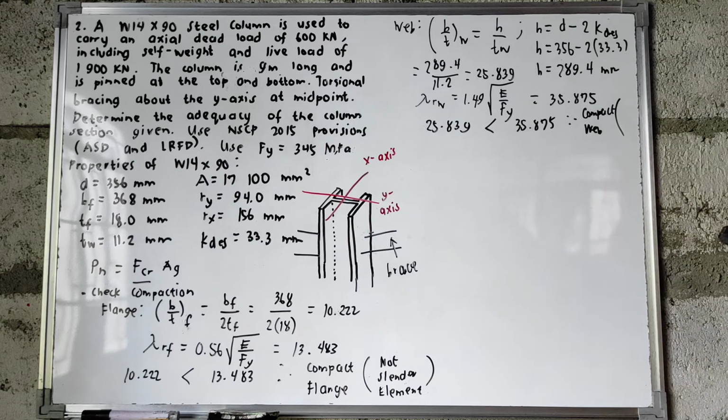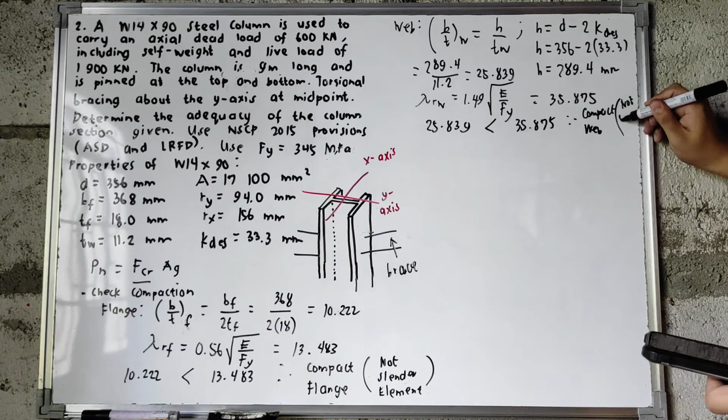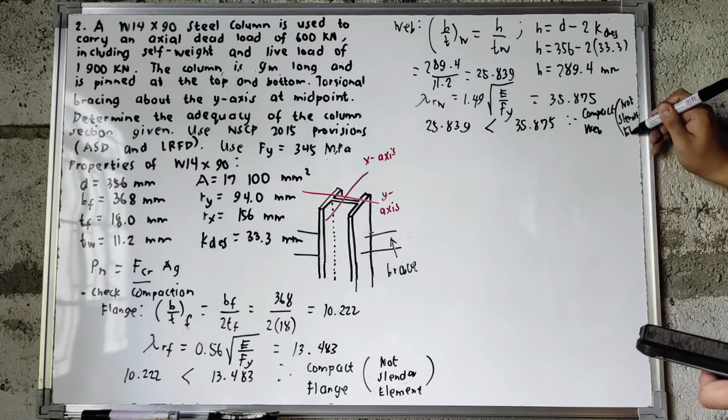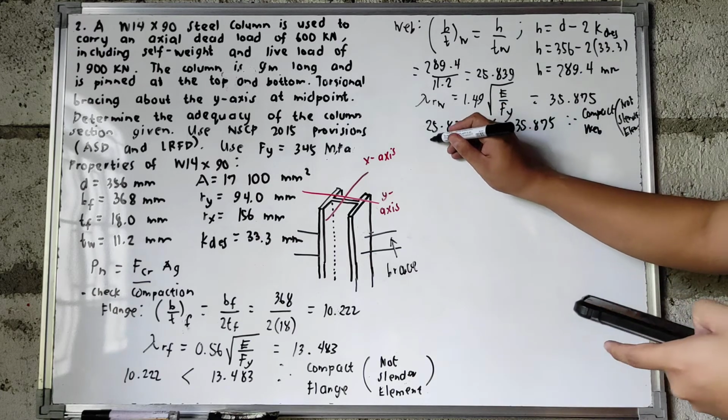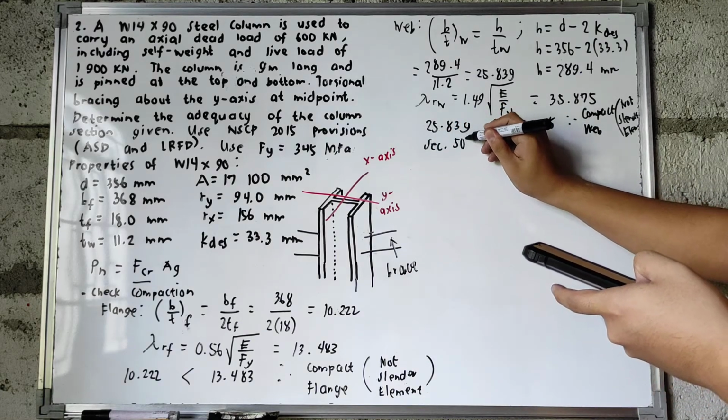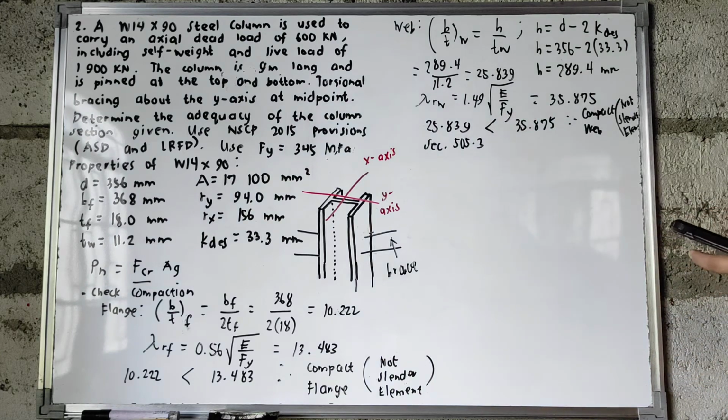So, since compact yung web natin, not slender element yung web natin. So, for this one, wala na tayong masyadong problema dyan. Kasi na-check natin na both compact yung mga elements natin sa flange at saka sa web. So, for this one, kung ganun yung condition na nangyari, we are going to use yung section 505.3 sa NSCP 2015 for flexural buckling of members without slender elements.